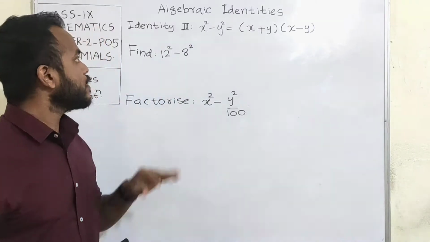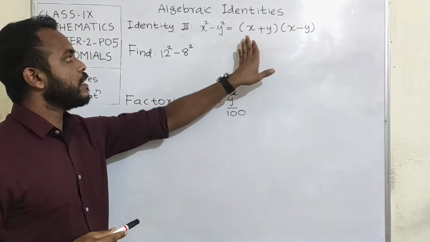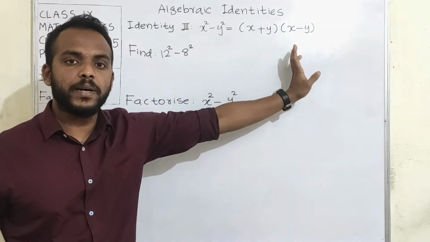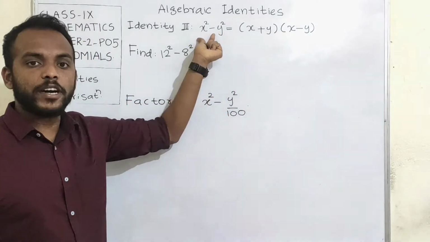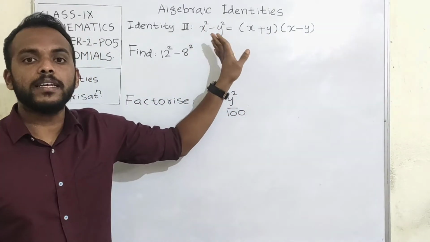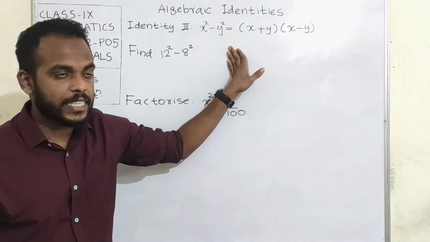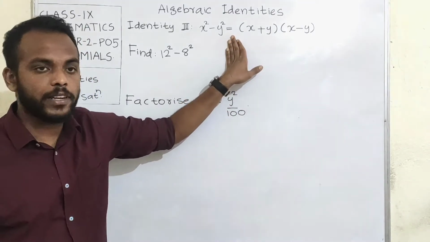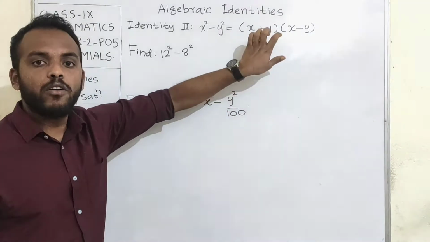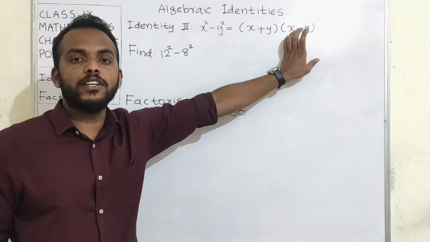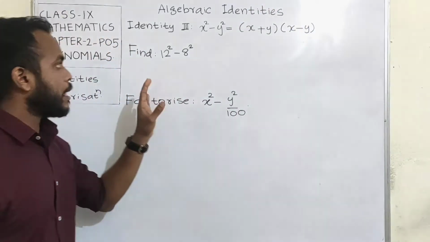Let us see our third identity. The third identity says x square minus y square is equal to x plus y into x minus y. That is, something square minus, or first number square minus second number square, can be effectively written as the sum of the two numbers times the difference of the same. We will see an application.